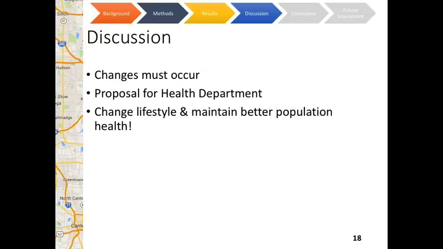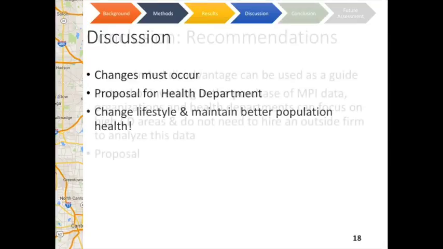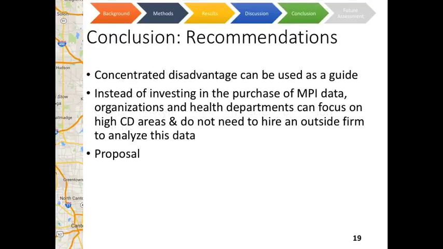It is the job of the Hamilton County Health Department to determine where areas of concentrated disadvantage overlap with poor lifestyle and nutrition habits. Once they know these, they must determine how to help those people lead healthier lives and propose a solution to hospitals and physician practices. Concentrated disadvantage can be used as a guide to examine geographic health inequities for smoking and nutritional habits. Instead of investing in the purchase of MPI data, organizations and health departments can focus on high CD areas easily identified using census data in order to intervene in smoking cessation and nutrition improvement.